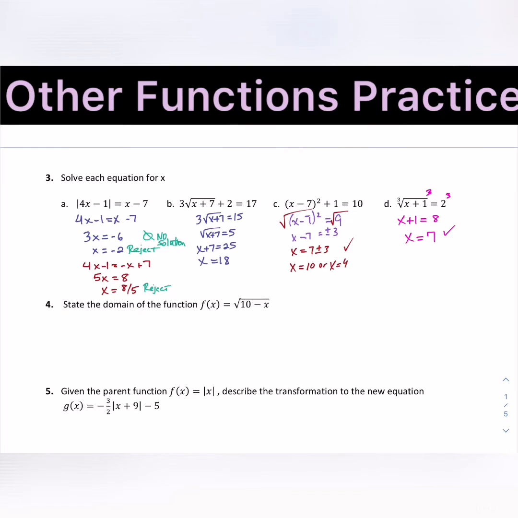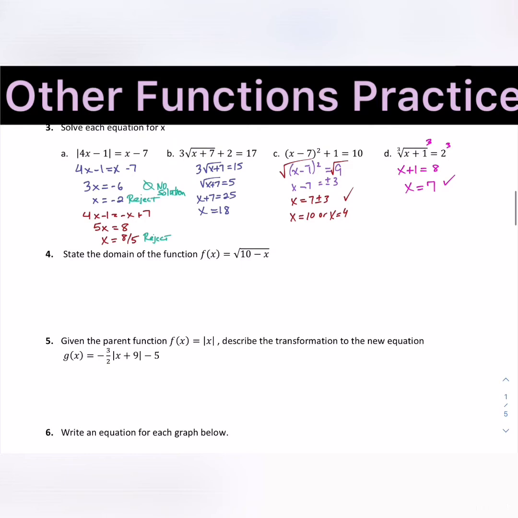All right, number 4, state the domain of the function. So we are going to go through this one real quick. Here we go. What I know is that I'm not allowed to square root negatives. That's not going to produce a real number. So I know that the inside of the radical has to be greater than or equal to 0. So I want to take 10 minus x, which has to be greater than or equal to 0. I know that whatever's inside cannot be negative. So I have negative x is greater than or equal to negative 10. And that's going to give me x is less than or equal to positive 10.